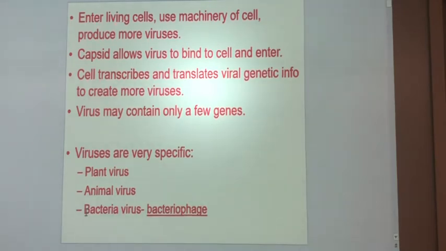A virus is entering living cells. It's going to use the machinery of the cell and produce more viruses. So what is the machinery of the cell? The machinery of the cell are the ribosomes. Ribosomes are protein factories. What else is considered the machinery? Well, for the virus to reproduce and make more viruses, we need energy. So the mitochondria is part of the machinery of the cell, and the ATP that is produced by the mitochondria can be used now to make more viruses.